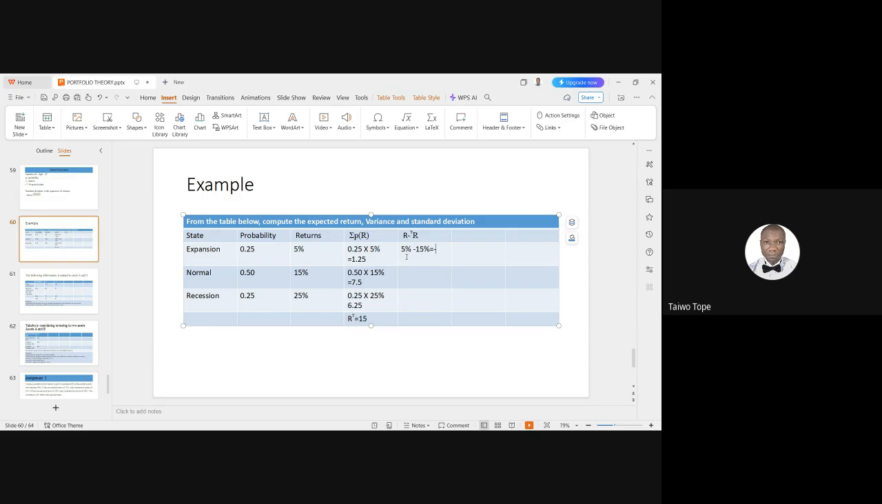Then for normal, 15% minus 15%. R minus R bar gives you 0. When it is recession, R minus R bar, that is 25% minus 15%, which gives you 10%.